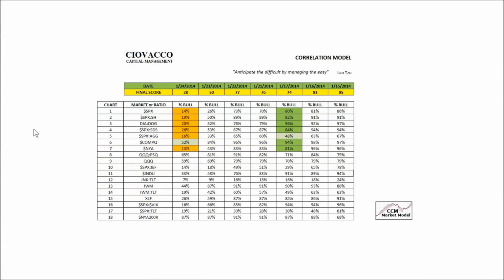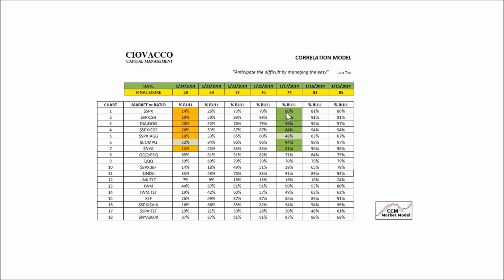This is a summary table from one of the sub-models, the CCM correlation model, that feeds into the master market model. This gives us some idea of the magnitude of the changes that took place from a technical and observable perspective over the last week. This model follows these charts and literally asks thousands of questions about observable evidence.